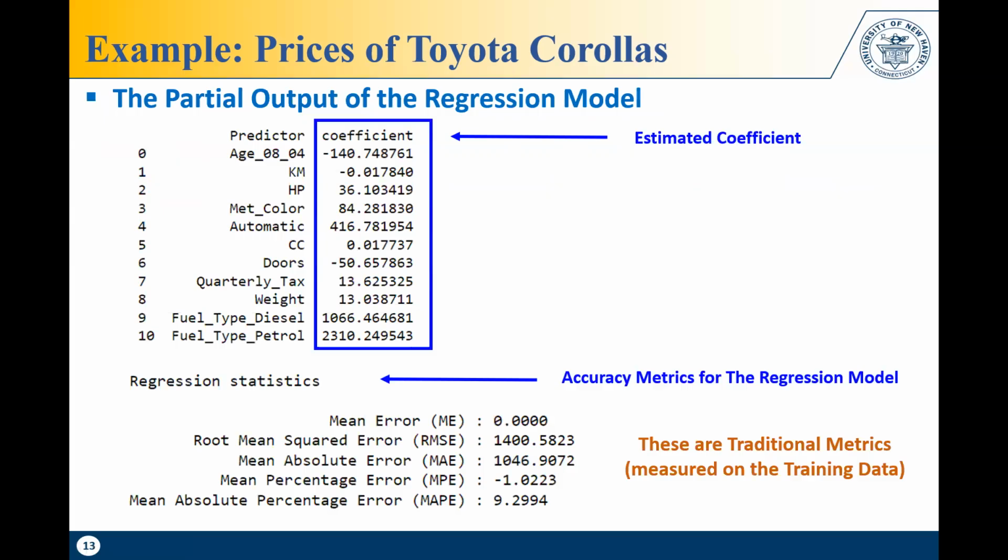Here's the output of the code. As you can see, we have estimated coefficients for the predictors, and we have the accuracy metrics for the regression model. And these are the traditional metrics measured on the training data.